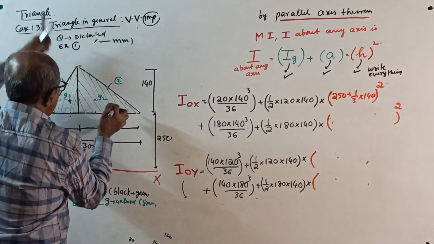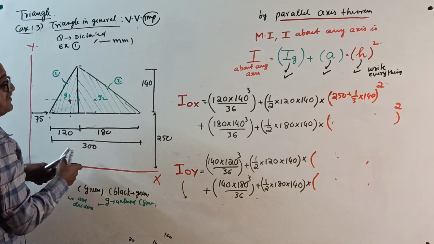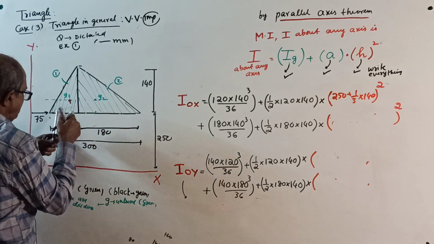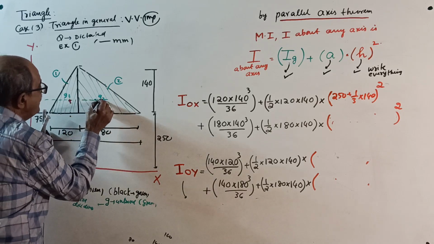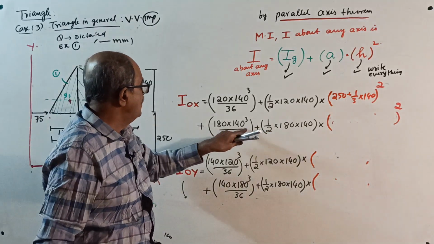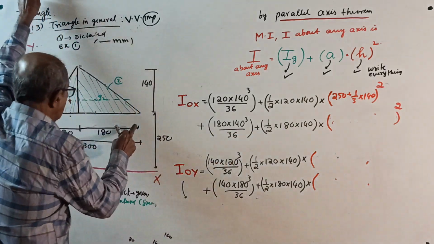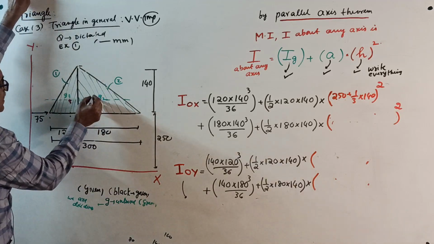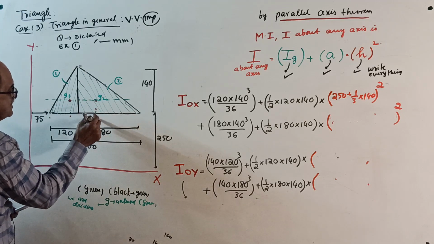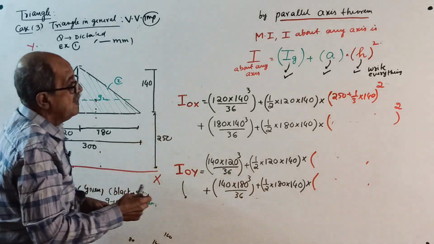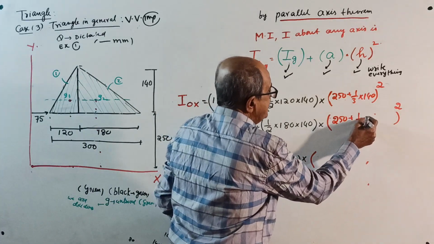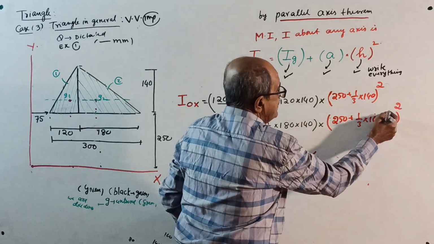Okay, then come here. What do we want? I about the OX axis. First, about its own centroidal axis. Here, its own centroidal axis: 180 into 140 cube by 36 plus area, half into 180 into 140, into, from centroid to required axis, this distance squared. You can make out it is the same distance squared for both. Once again, it is 250 plus 1/3 of 140 squared.